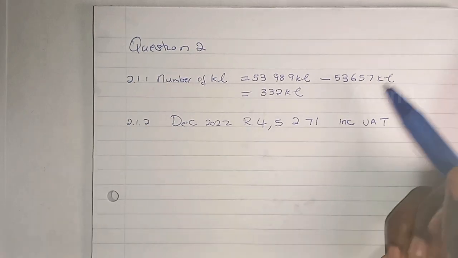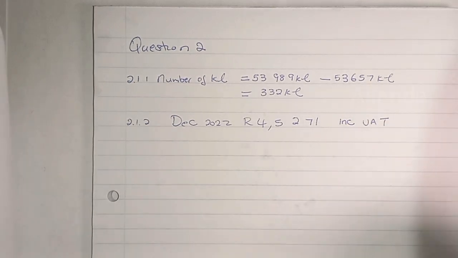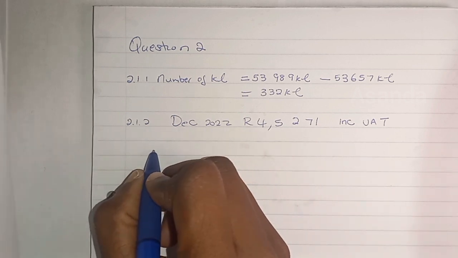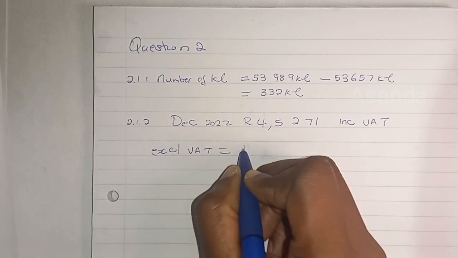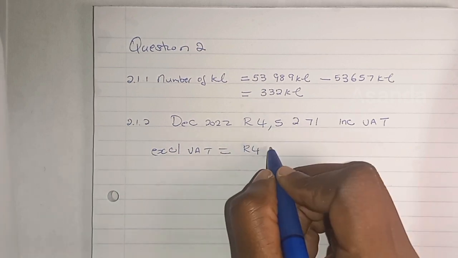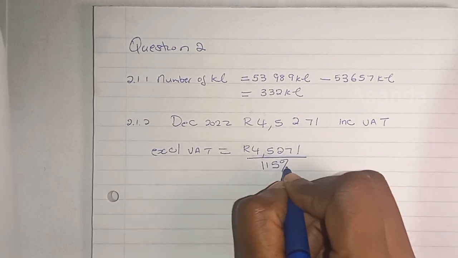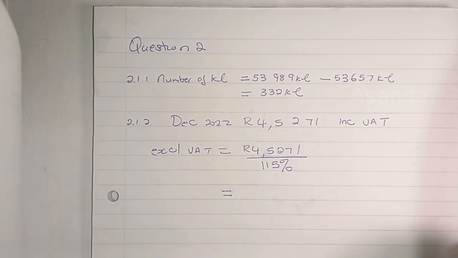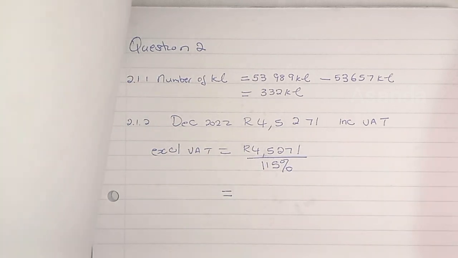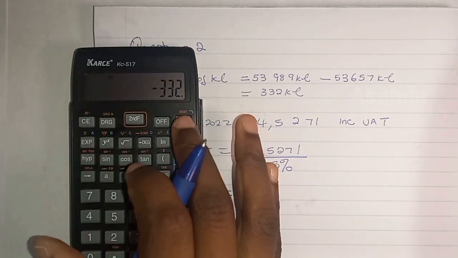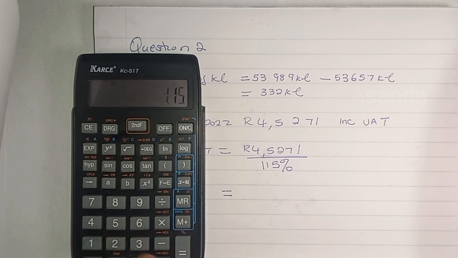How do you remove VAT? You ask yourself how it was added. They multiplied by 115%, and therefore now we are going to do the opposite by dividing. So excluding VAT will equal to, we'll take this amount, 4,527.51, and divide by 115%, because when we added it, we multiplied by 115%. I know there's a second method, but I don't like it, so I'm never going to use it.